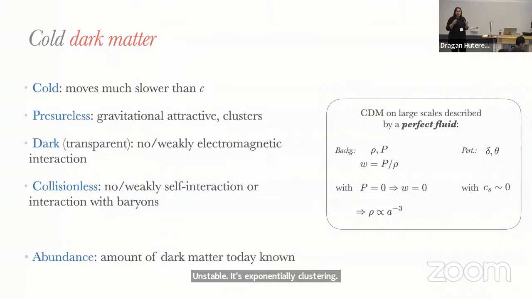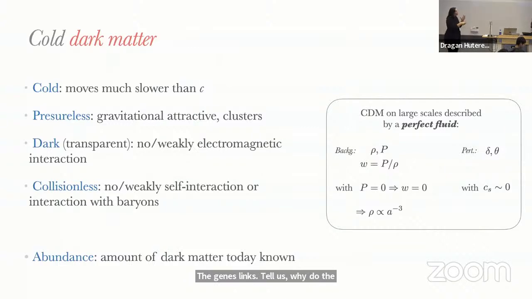Jeans length tells me what is the size where I have this unstable solution. So inside the Jeans radius, I have an unstable solution, so I have clustering. Outside, I don't have clustering. So that's why the Jeans length is so important. The Jeans length tells us what is the scale at which I have clustering or not.